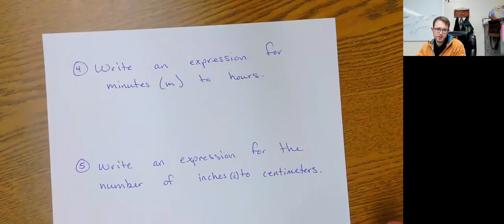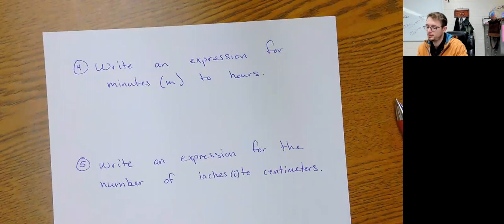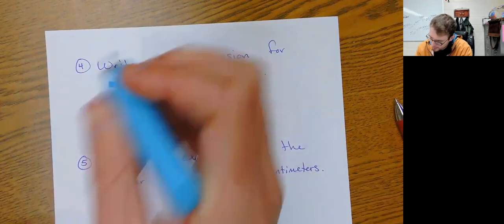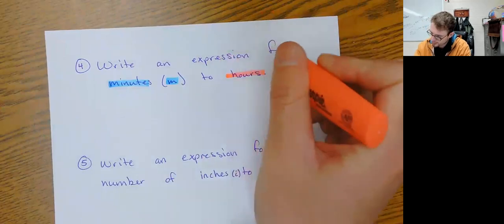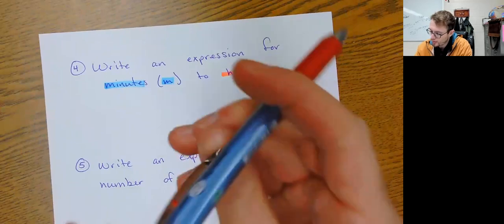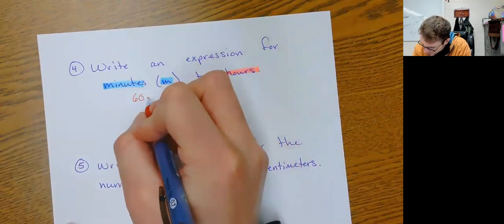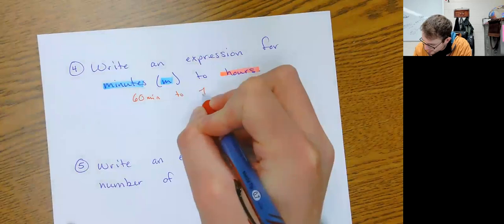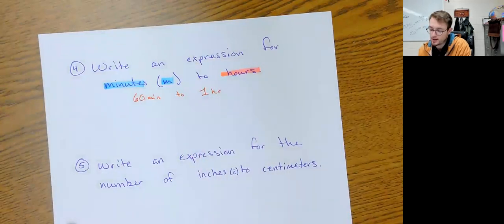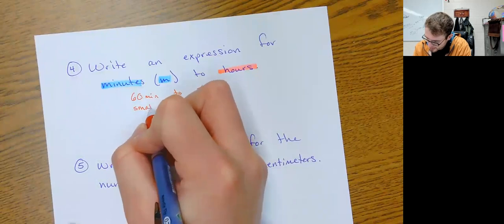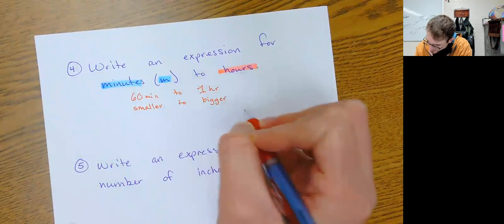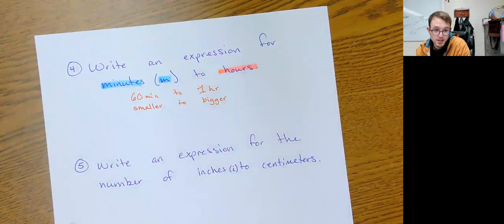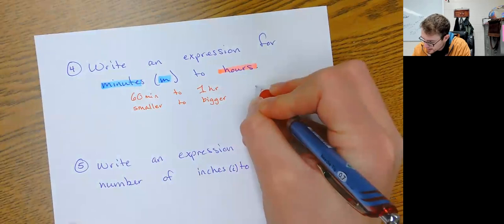A few more examples. Write an expression for minutes M to hours. So we have 60 minutes to 1 hour. So that is smaller to bigger. And smaller to bigger means multiplication. So this would be 60.